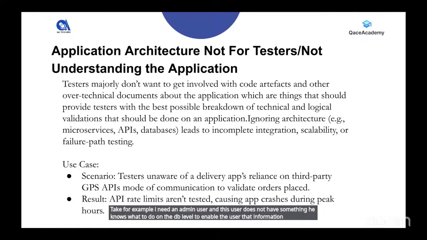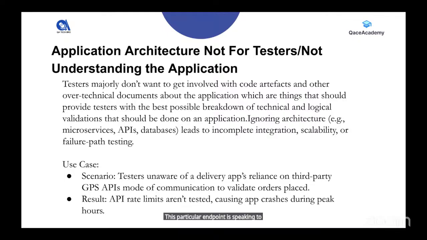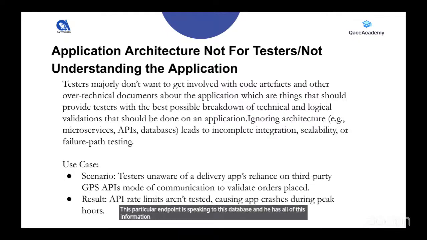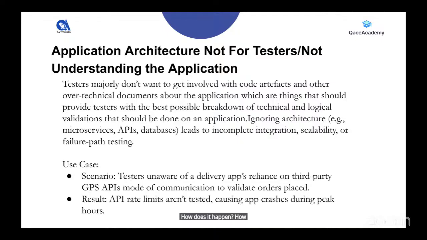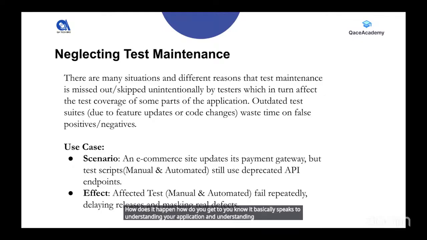He knows a lot about the application architecture. He can tell you that this particular endpoint is speaking to this database, and he has all of this information. What this helps you do is, in cases where there are input issues, you are able to identify that the problem is this endpoint. I've seen testers, when an issue occurs, tell you no, it shouldn't happen, that the issue only happens if this happens. And I feel like, how does it happen? It basically speaks to understanding your application and its architecture.